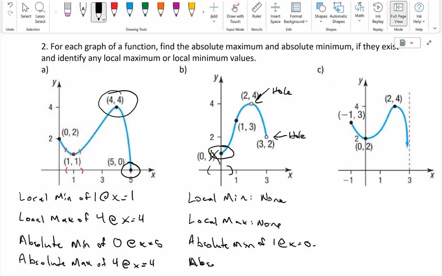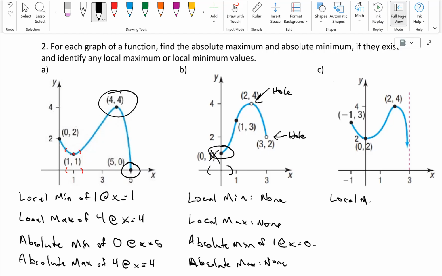We can see what looks like a peak, but because we have a hole there, we never actually hit the value of 4. You can see both sides from left and right are getting really, really close to 4, but never actually touch. So there's no highest point. We can always get closer to that hole, right? Infinitesimally close.